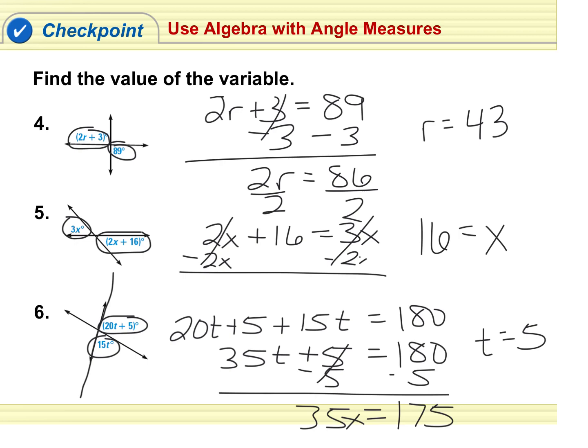Vertical angles, what do you know about them? Be more specific. They are equal to each other. Are they on the same side of the line? No, they are right across from each other from that intersection. Good.